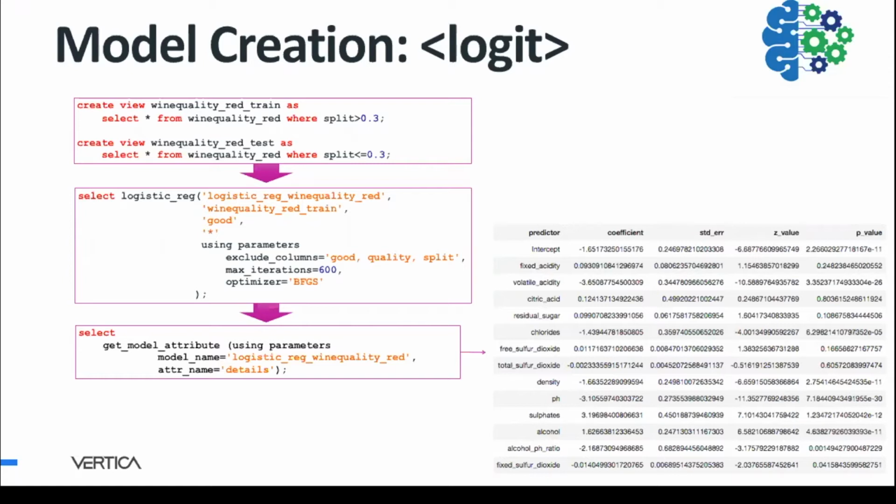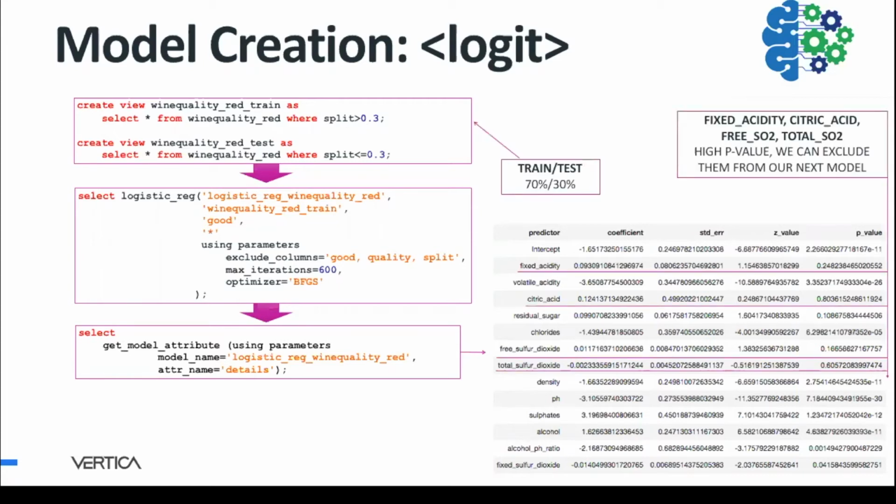Then I can use a simple line of SQL to build a logistic regression model using only the features I'm interested in. There is this USING PARAMETERS clause that can be used to indicate the parameters you want to use to build your algorithms. And when it's built, you can use the GET_MODEL_ATTRIBUTE functions in order to get the coefficient, the standard error, the z-value, the p-value, etc. All the information needed to understand which are the important features.